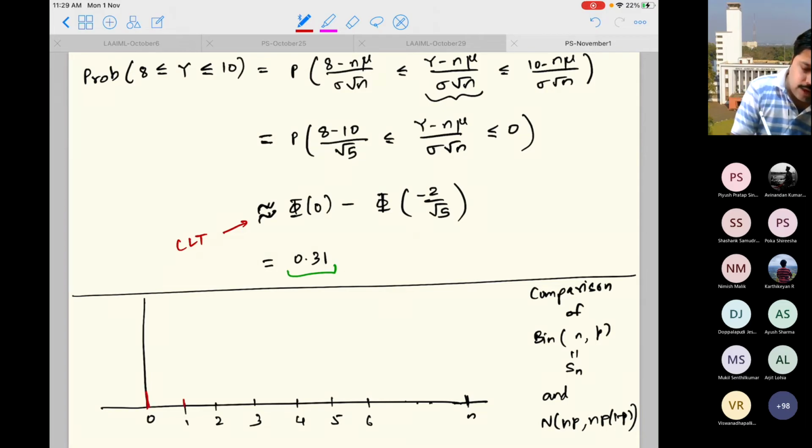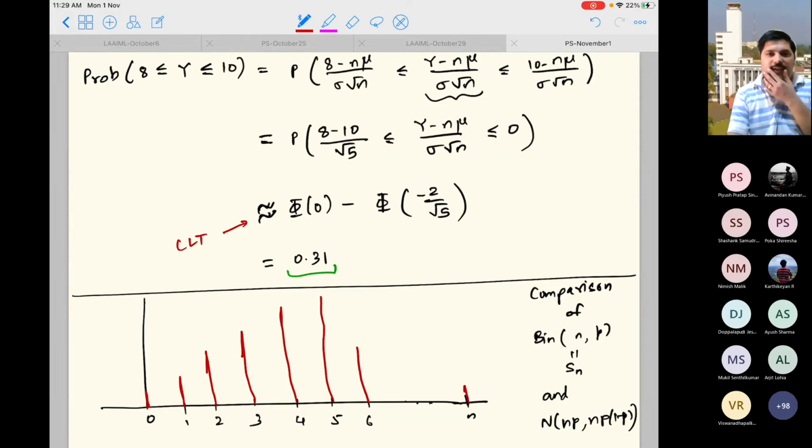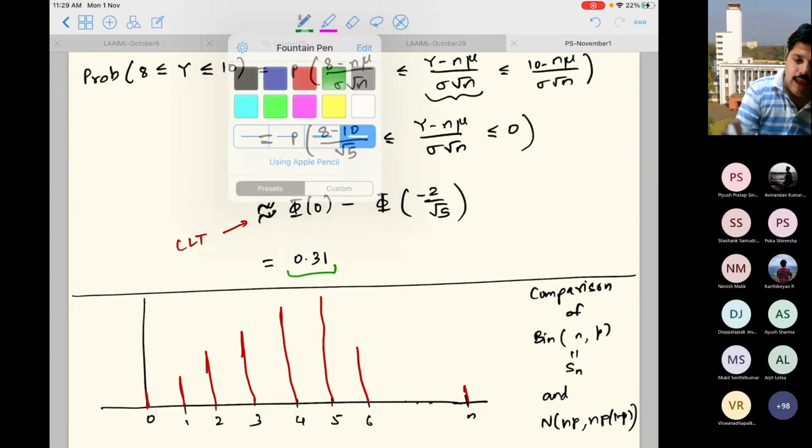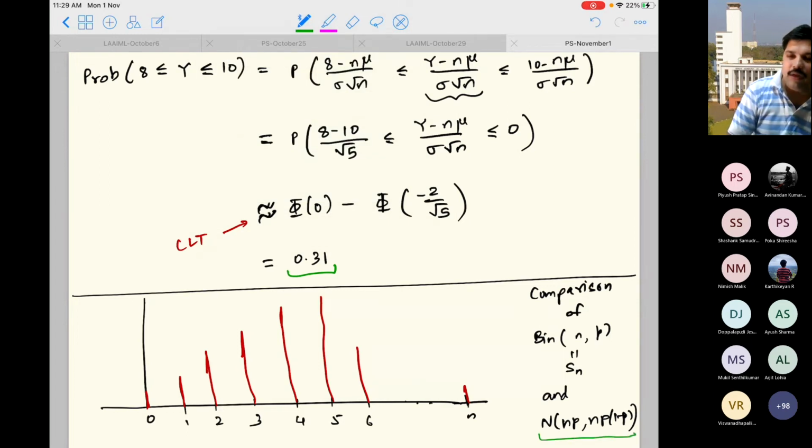And how would the PMF look? The PMF will look like this. There will be some probability values, and this will finally end at n, something like this. So this is how the PMF will look. And if I look at the normal density, it will roughly look like this. This is how this density looks.